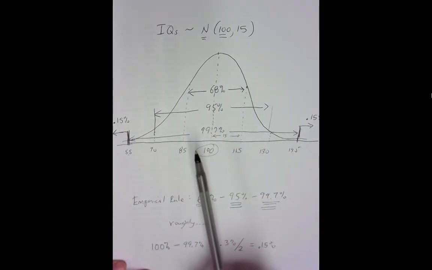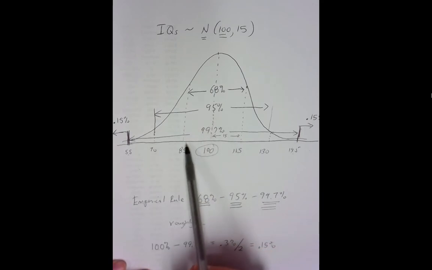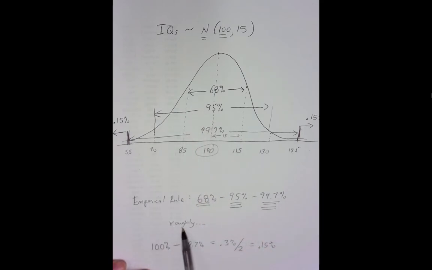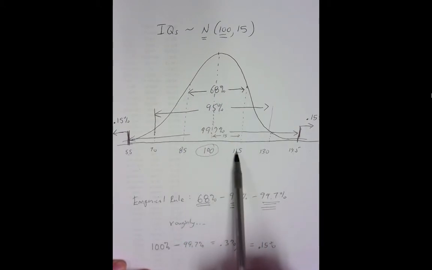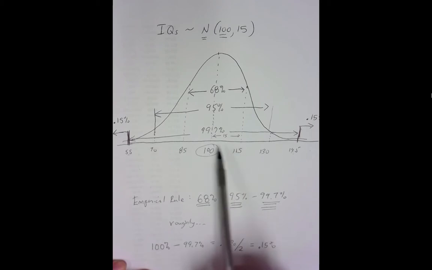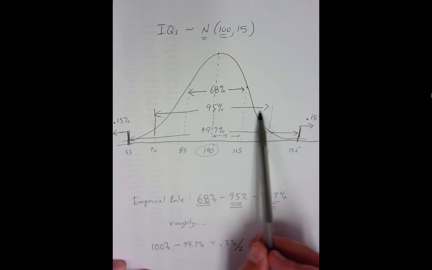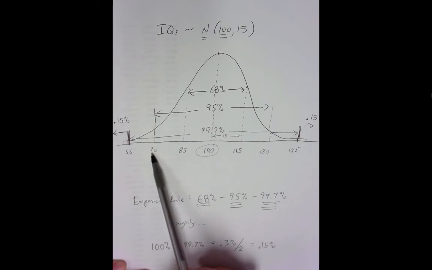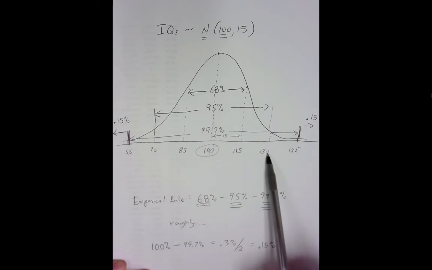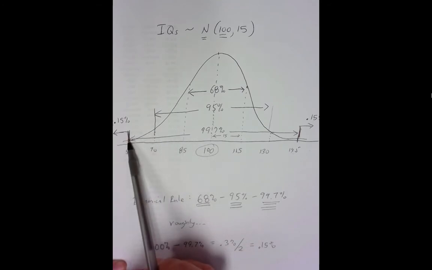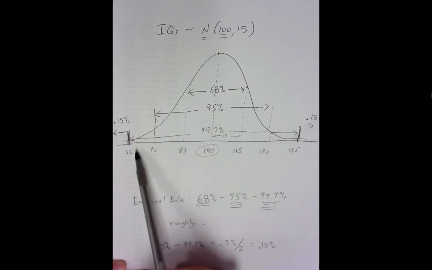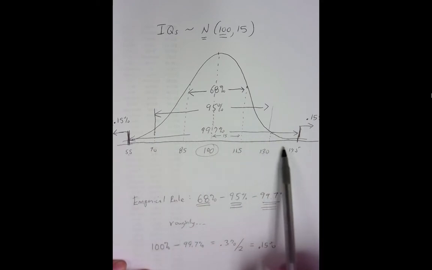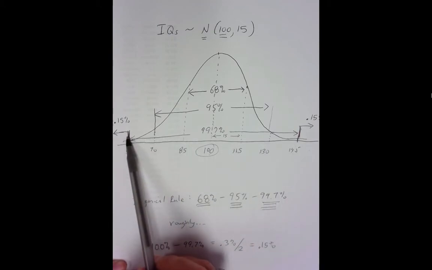Knowing that we have a normal distribution, this empirical rule tells us that approximately, roughly, 68% of people have an IQ between 85 and 115. Roughly 95% of people have an IQ between 70 and 130. Almost everyone, 99.7% of the people, has an IQ from 55 to 145. Not many people, only 0.15%.